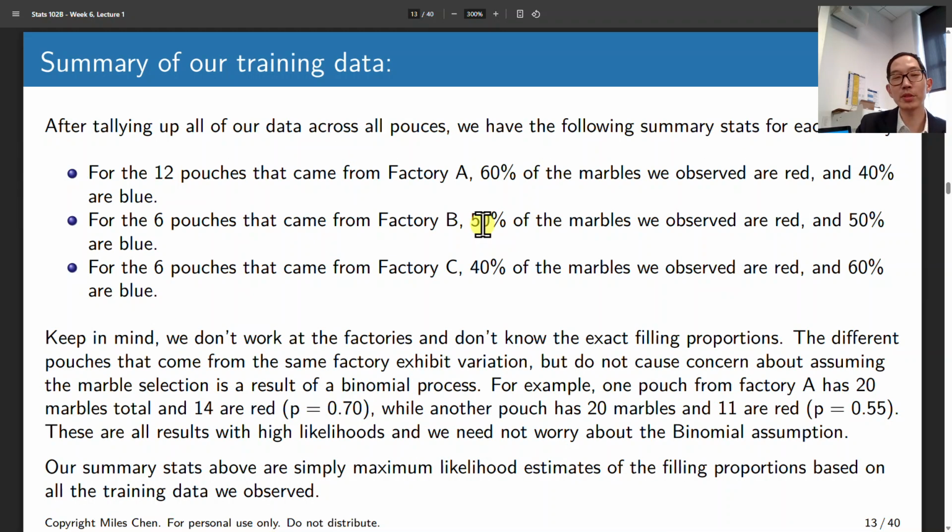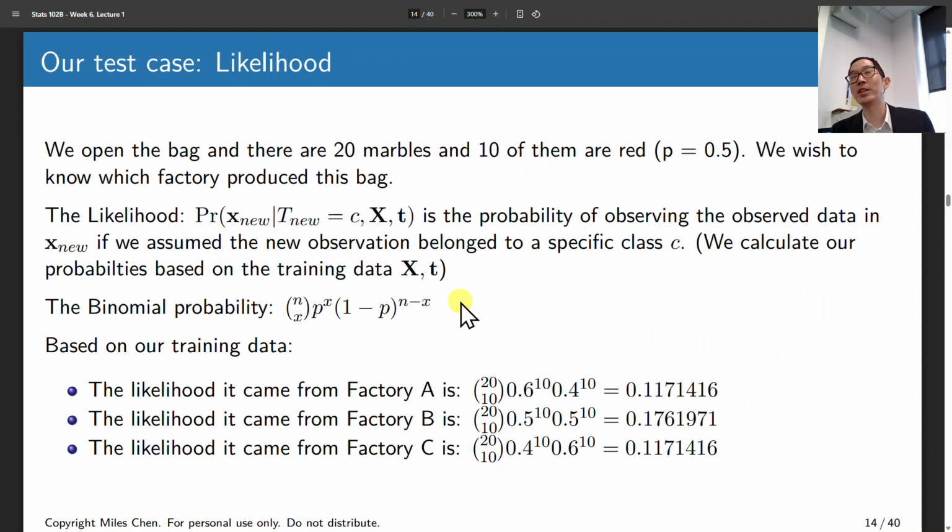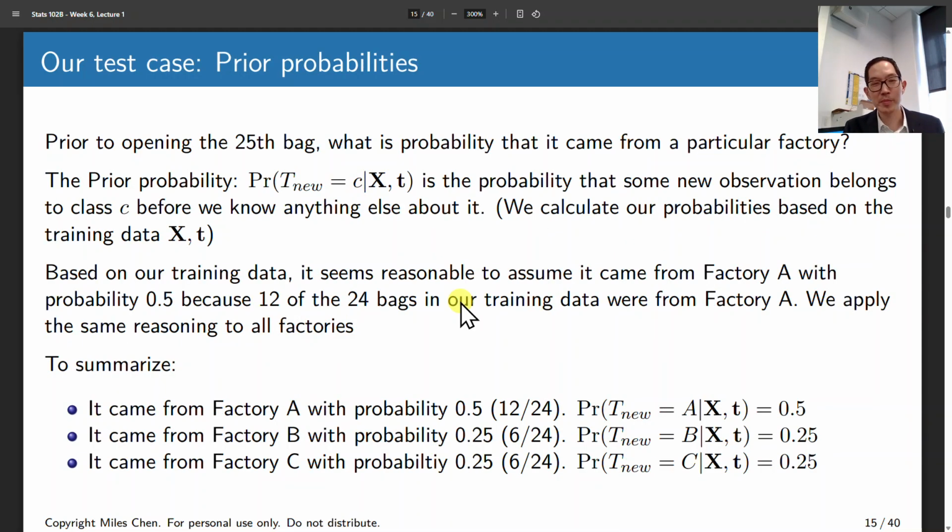But we also say, well, you know, factory A is 60% red, factory C is 40% red. So it is also possible, okay? There's still a high likelihood that it came from either factory A or factory C, because of randomness, even if factory A is 60% red, it's very possible to make a bag that's only 50% red, okay? And vice versa for factory C, okay?